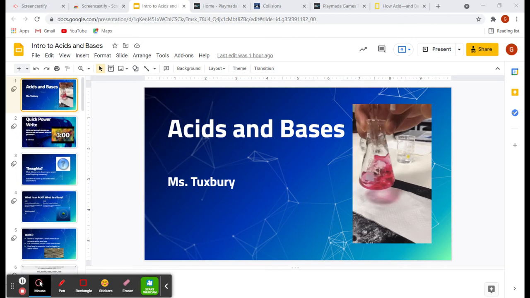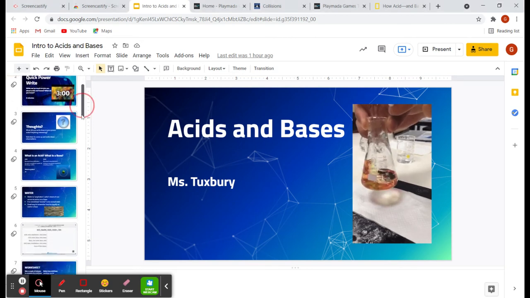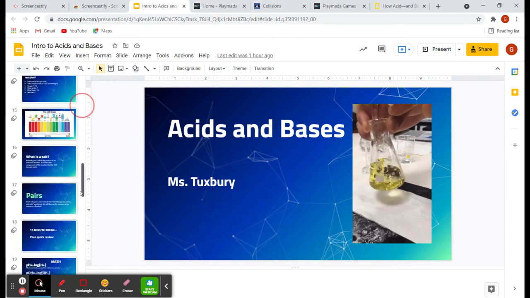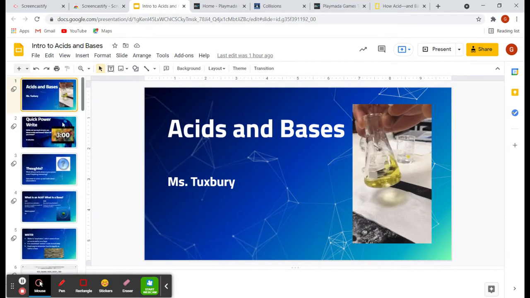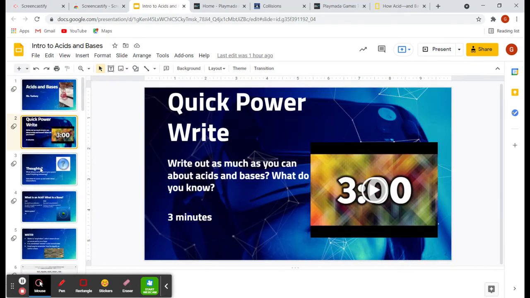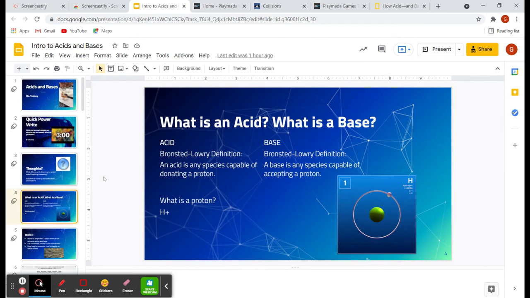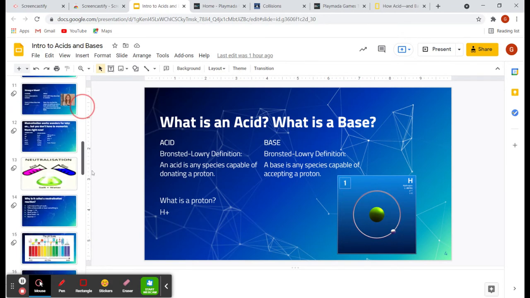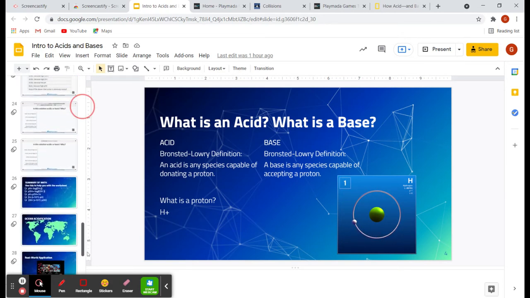So, today we went over our acids and bases introduction, and I have this PowerPoint here that we used in class. This will be linked in Google Classroom, so you guys have access to it. You can look at what an acid and base is, what makes something weak versus strong, and you can look at some of the math that we did at the end of the day.